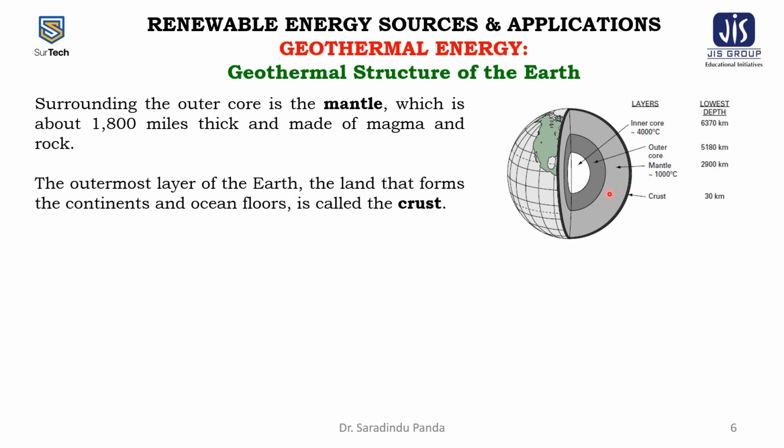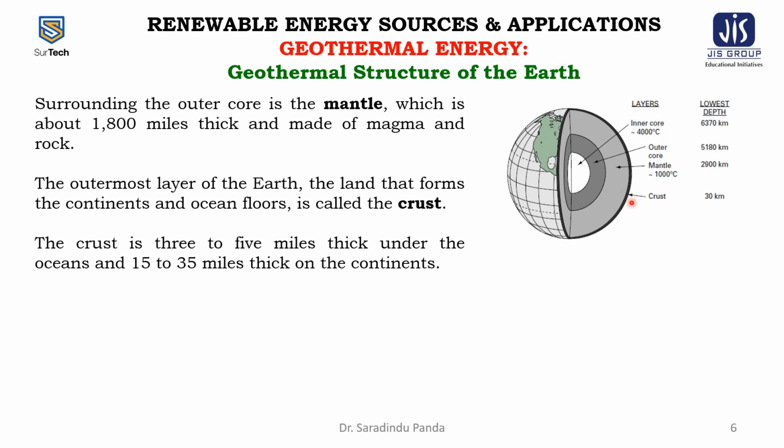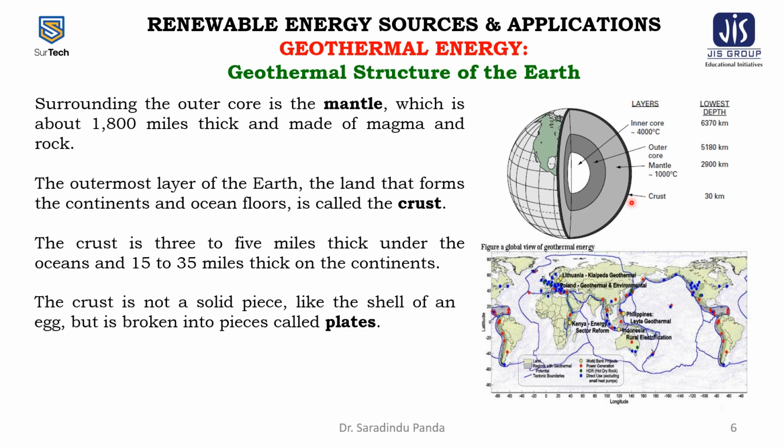The outermost layer of the earth, the land that forms the continents and the ocean floors, is called the crust. This is the crust. The crust is 3 to 5 miles thick under the oceans and 15 to 35 miles thick on the continents. The crust is not a solid piece like the shell of an egg, but it is broken into pieces that are called plates.